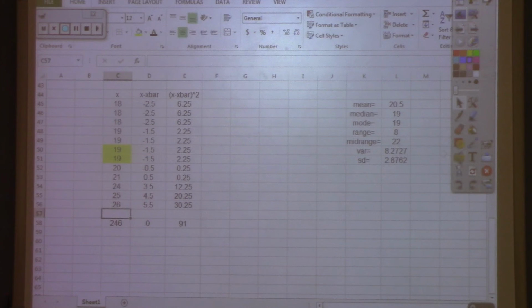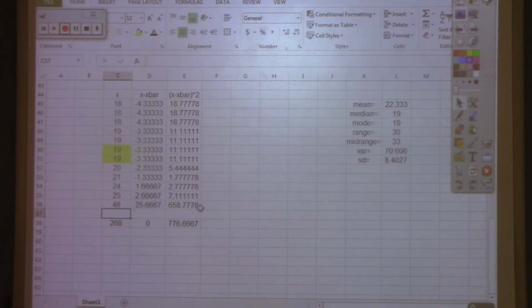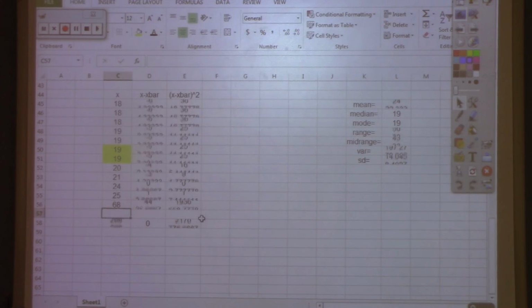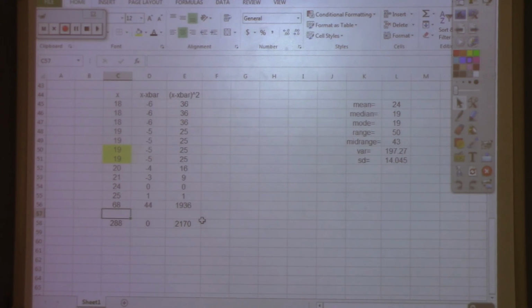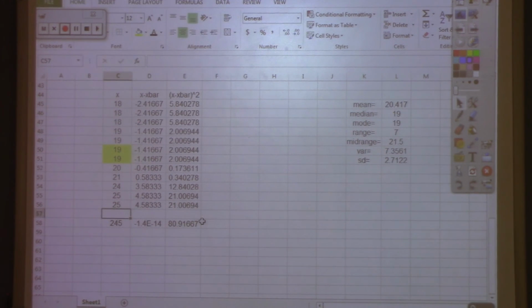Now, also look at the mean and the median. That's a good indicator. These two numbers right here are close together, which means your data is pretty tight. If you throw a 48 back in there, are they tight? No. Throw a 68 in there, are they tight? No. Throw a 24 or 25 back in there, that's pretty tight.